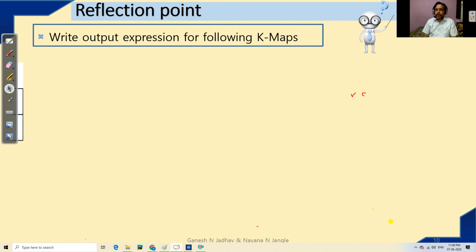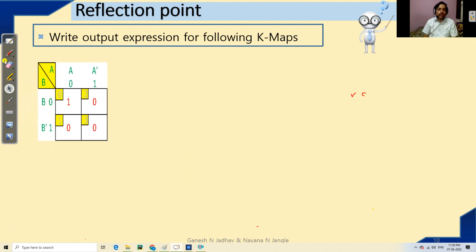Let's have a reflection point over here. You have to write down the output equation for this. Pause the video and write down the output equation in terms of POS form. I think you got the answer.